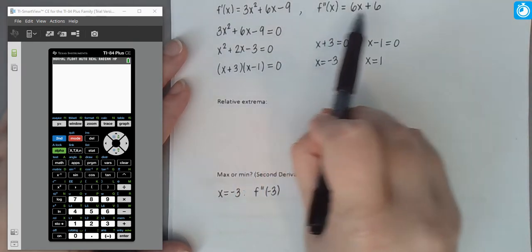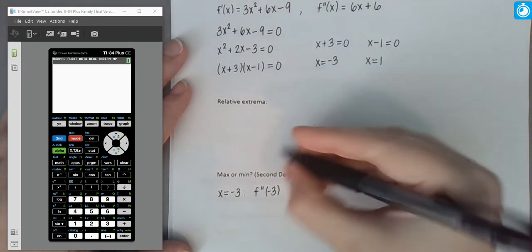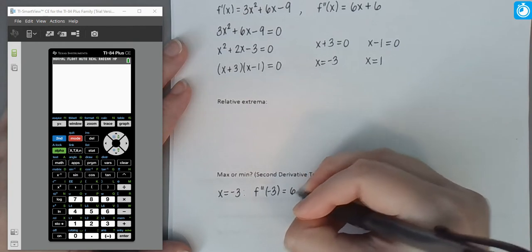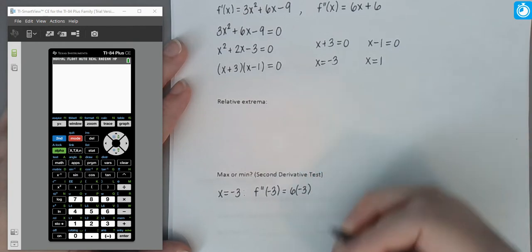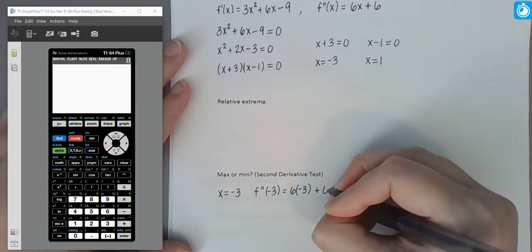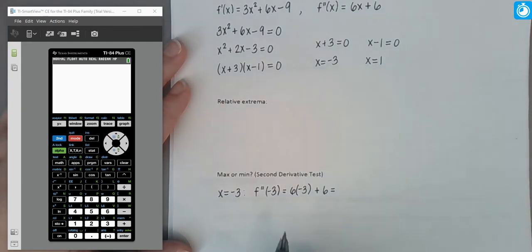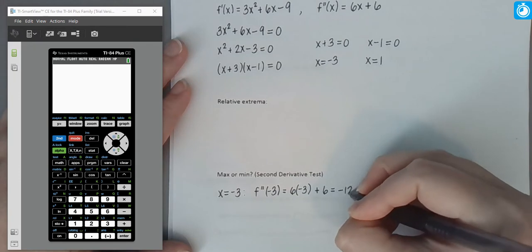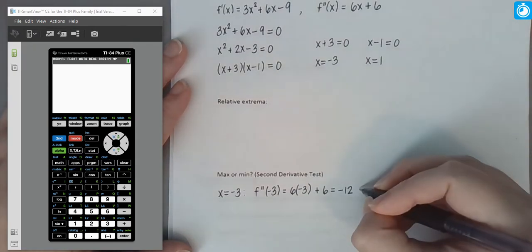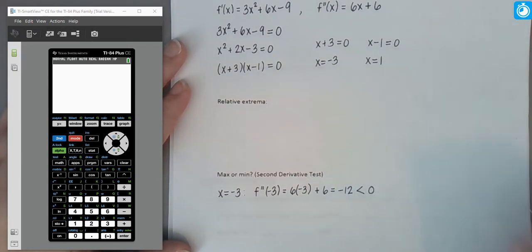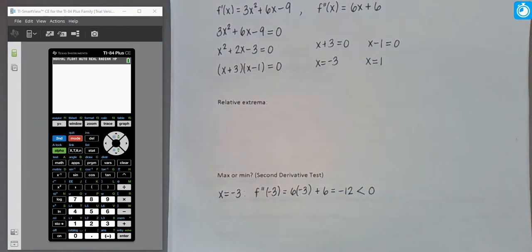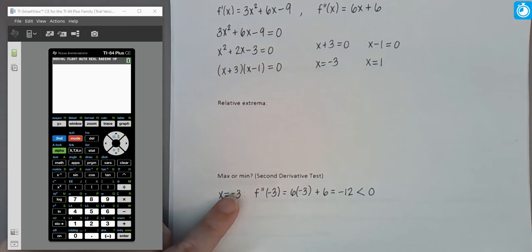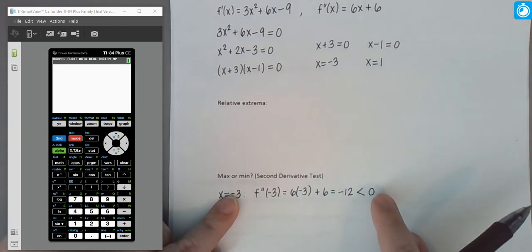Well, I'm going to sub that into the formula for my second derivative. So that's going to be 6 times negative 3 plus 6, which is going to be negative 18 plus 6, which is going to be negative 12. But most important, it's less than 0. It doesn't matter that it's negative 12 versus negative 1 million. It matters that it's negative. So at this particular location, we have a negative second derivative.